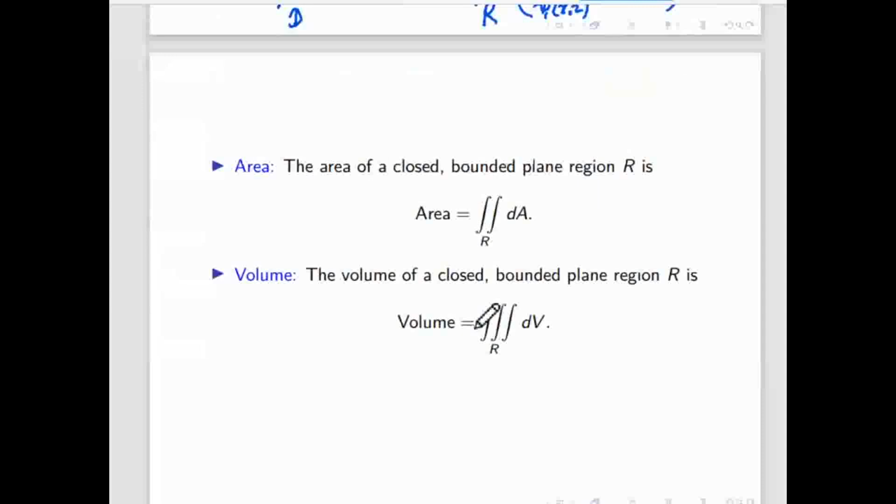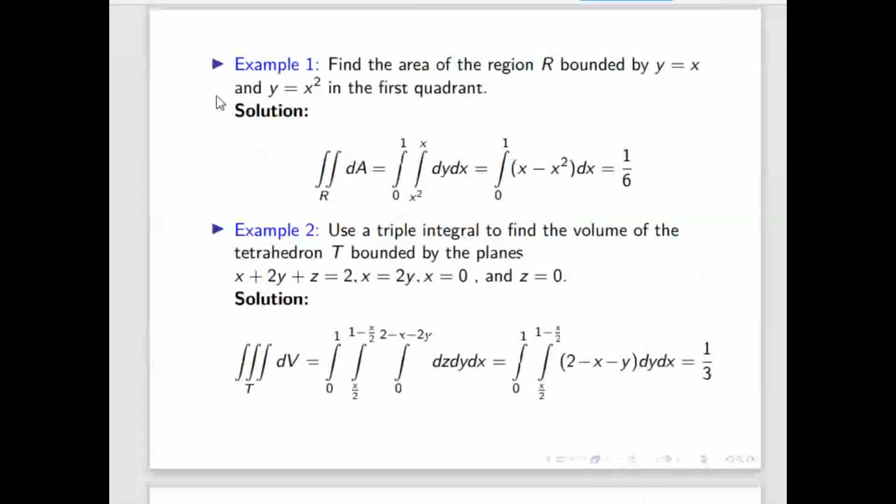So here this double integral represents the area without any function, and this one is the volume. Now we'll see how to find area and volume for a closed region, or this closed region in 3 dimensions. This is the question. Find the area of this region in the first quadrant bounded by this line y equal to x and this curve y equal to x square.